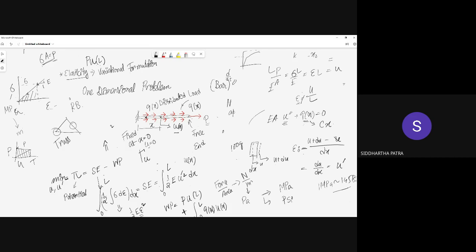So the work potential is q of x times u of x, imagining q is changing from the fixed end to the free end, times dx. Okay, so this is the work potential.